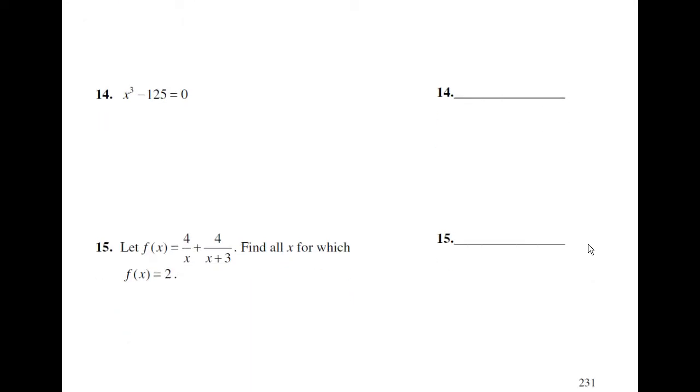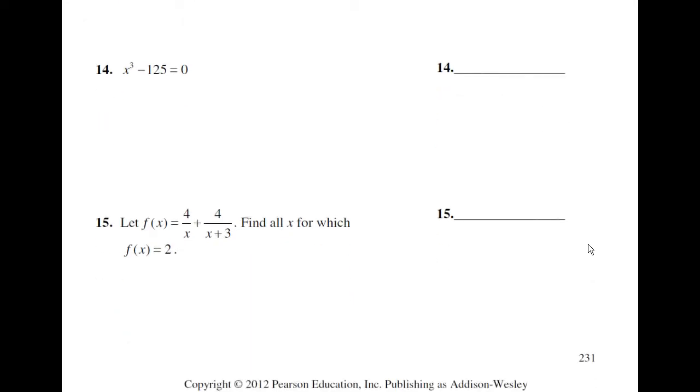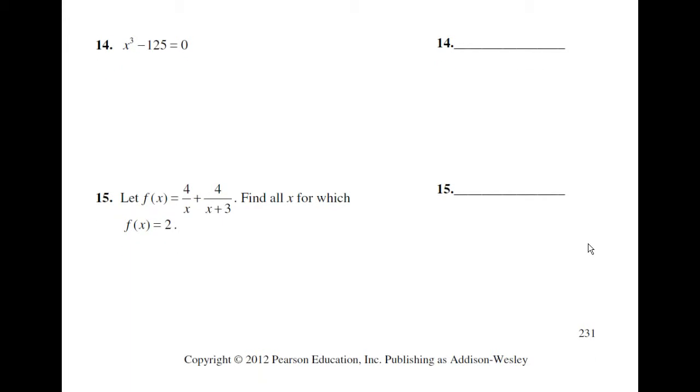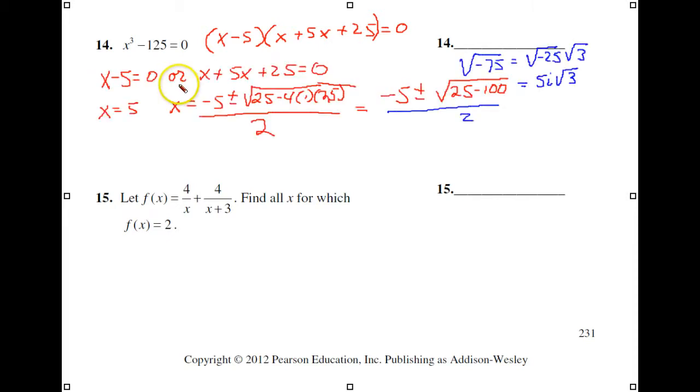Number 14. I'll do that one. Now, as we look at 14, we see the difference of perfect cubes. So that will factor into this and this. I think that's from chapter 5. And equals 0. So we then know that x minus 5 equals 0, and x will equal a positive 5.